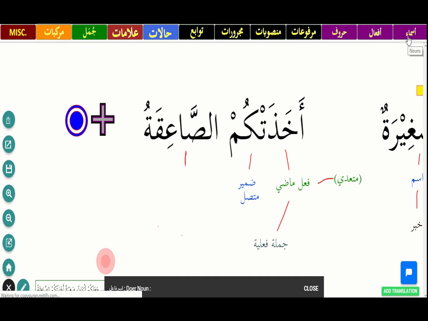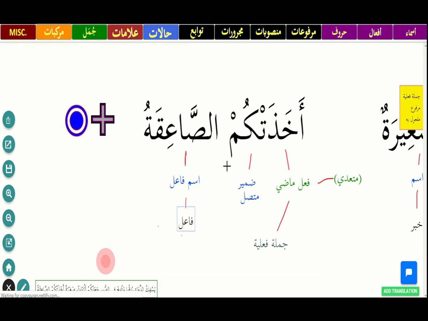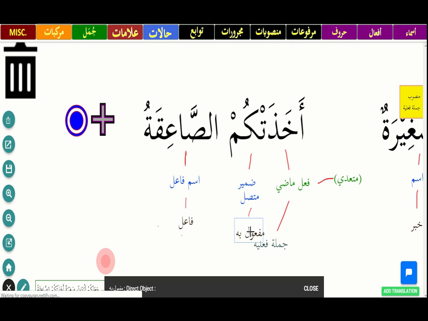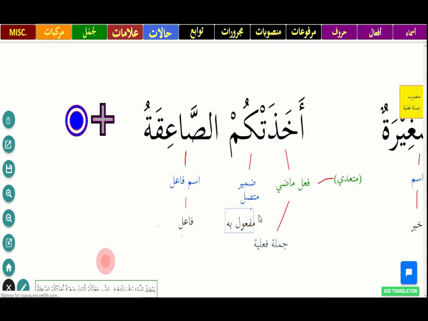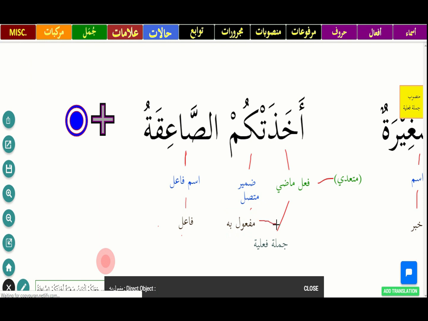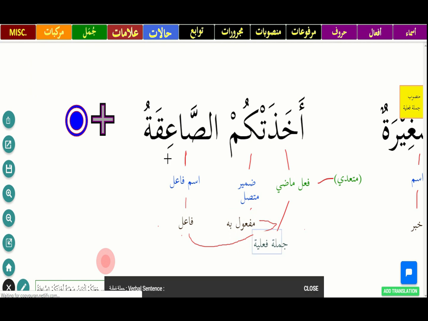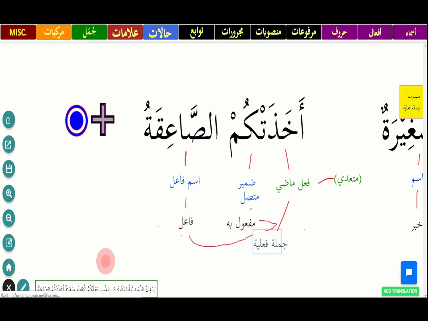So this noun, the type of noun it is, is ism fa'il, and this noun will take the role of being the fa'il, because an attached pronoun attached to a verb will always take the role of a direct object. So let's say mansuba, so let's say maf'ul bihi. So this is going to be maf'ul bihi, direct object, right? So that wraps up our verbal sentence, and now we can translate it. So the meaning is أخذتكم الصاعقة, the lightning overtook you, many males.